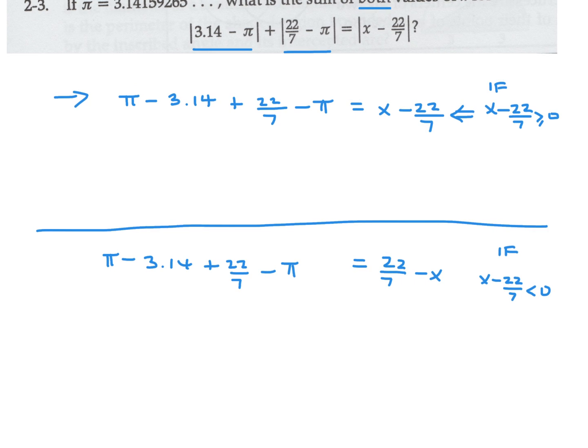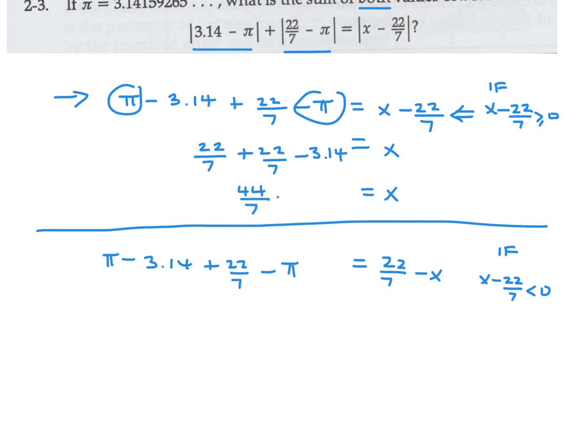So let's see here. That cancels with that. And therefore, anything else cancel? I don't think so. So this becomes x is equal to 22 over 7 plus 22 over 7 minus 3.14. And that looks like 44 over 7 minus 3.14. We'll call this x1 since there's two x's. The next x is over here.